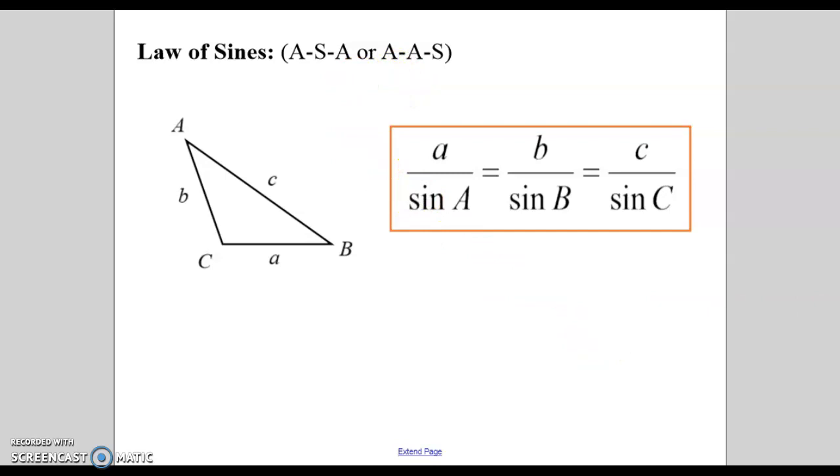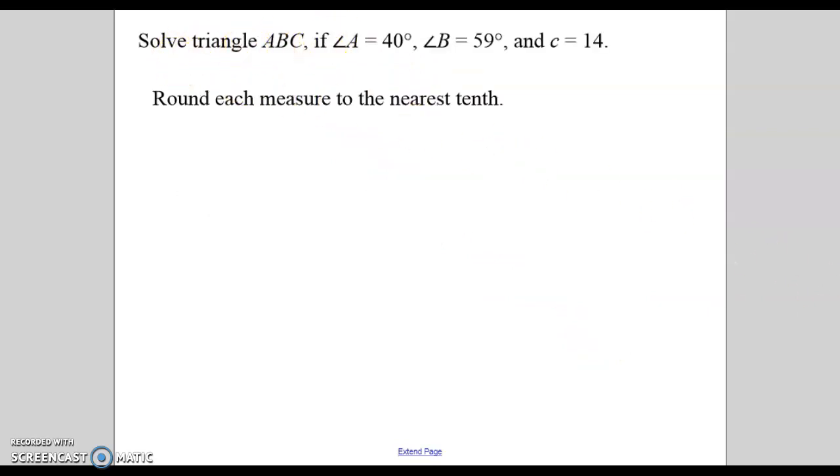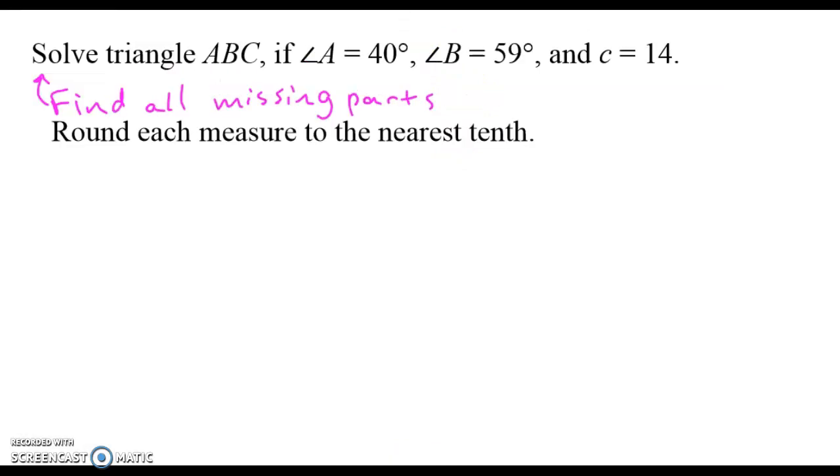And what the law of sines can do is help you solve triangles. When you're being asked to solve a triangle, it's asking you to find all missing parts of the triangle. So that means find all the sides and angles of the triangle. So if I have triangle ABC, and I know angle A is 40 degrees, angle B is 59 degrees, and side length c is 14 units, find the missing parts of the triangle.